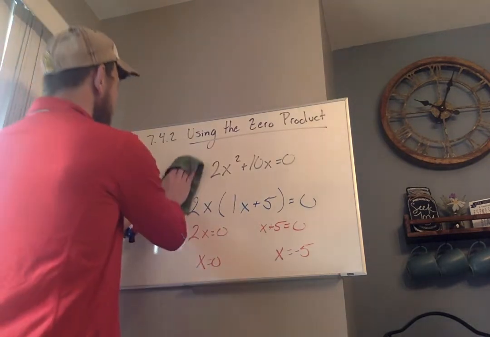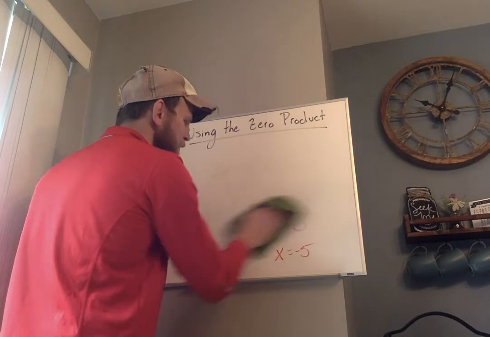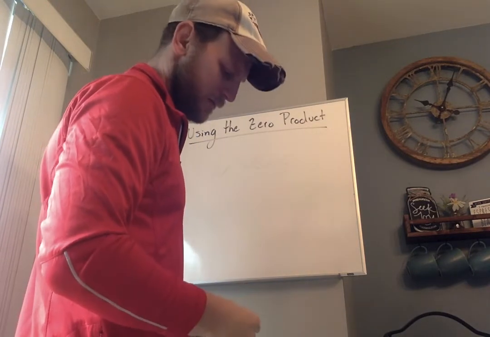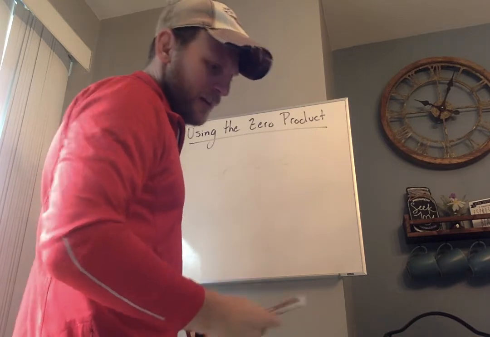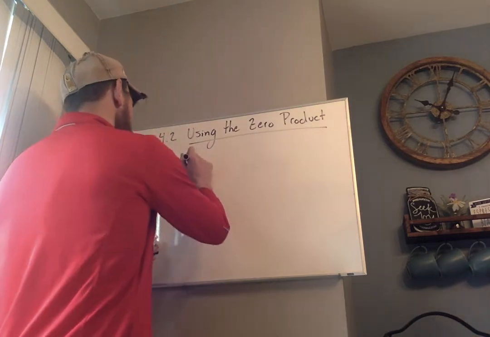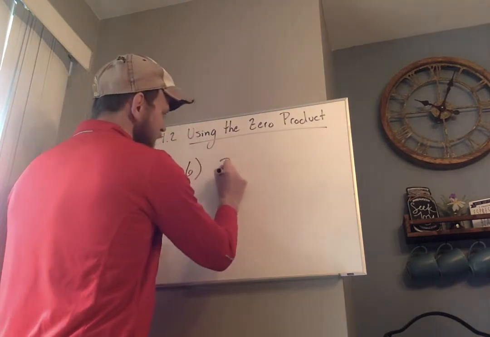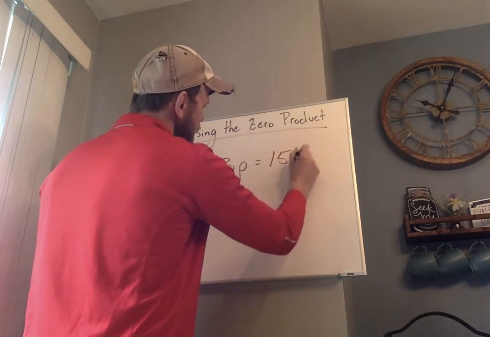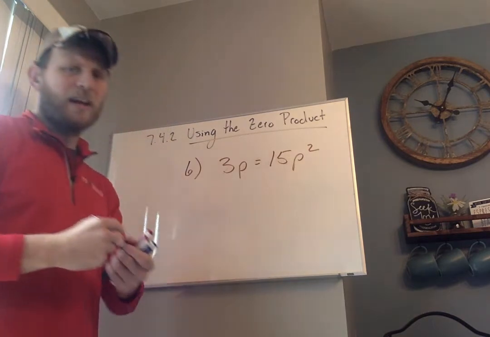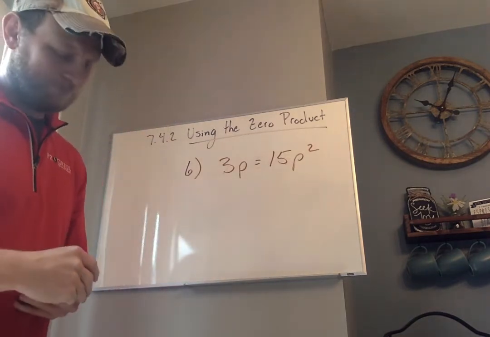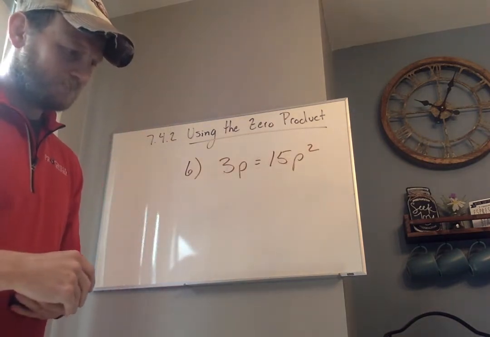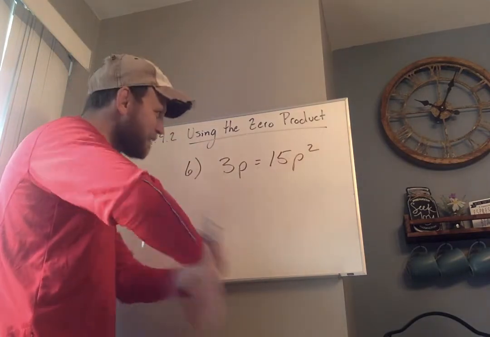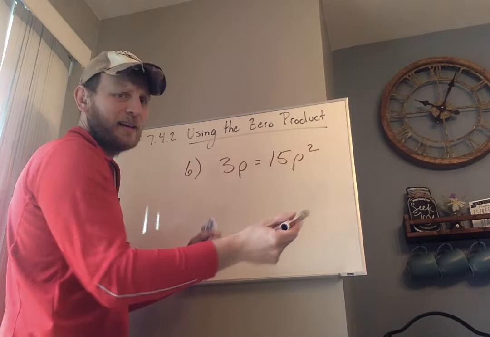All right, let me get rid of that. Okay, so Sammy, can you help me out with number 6? It says 3p equals 15p squared. So, Sammy, what do you think I need to do with this one? Yeah, I gotta get all my p's to one side. I have to get it set equal to 0. That's why it's the zero product.